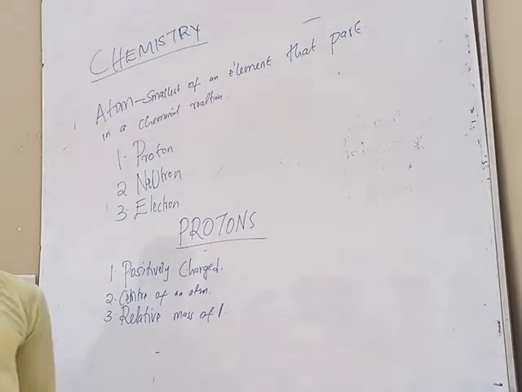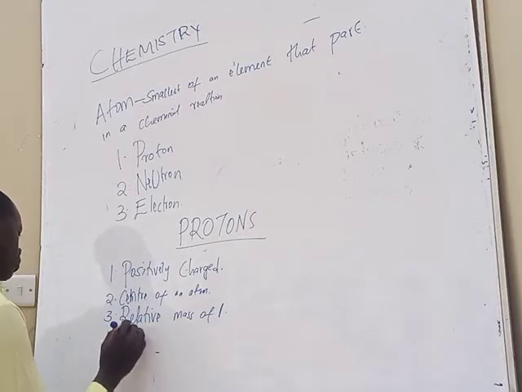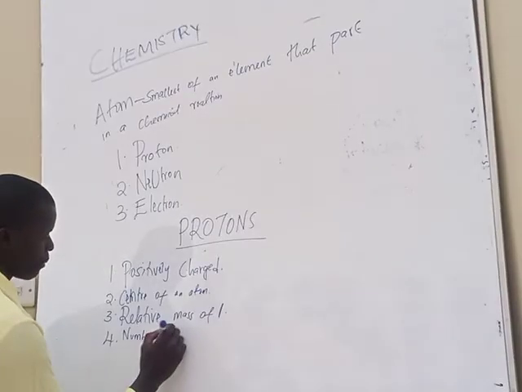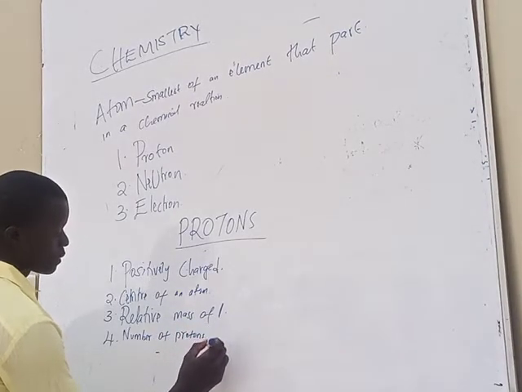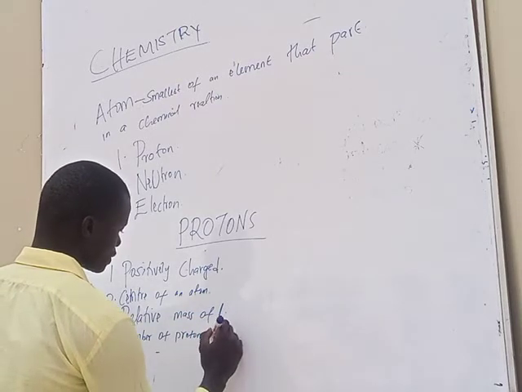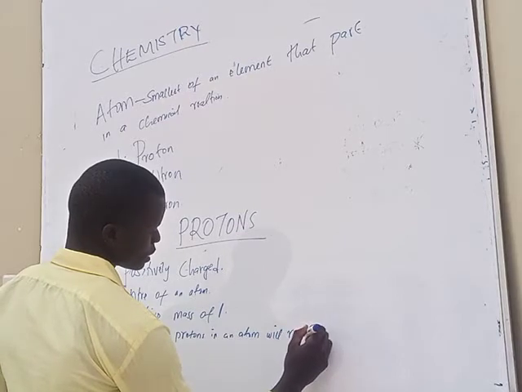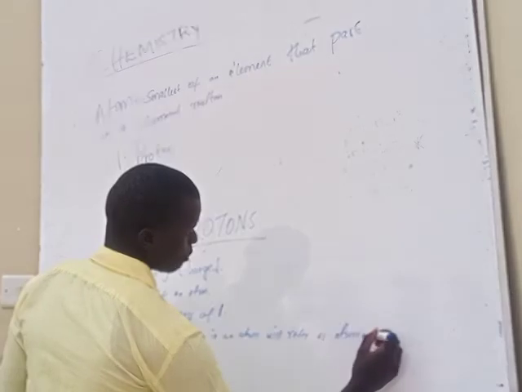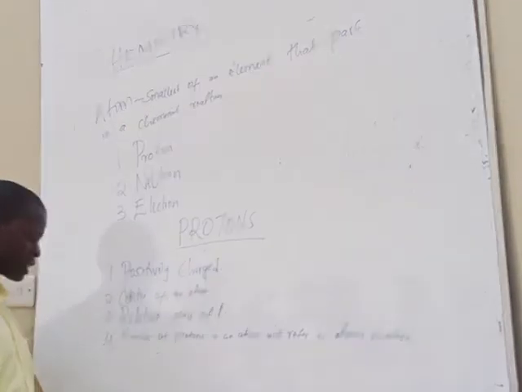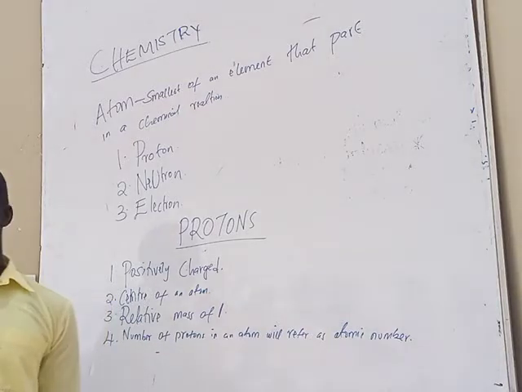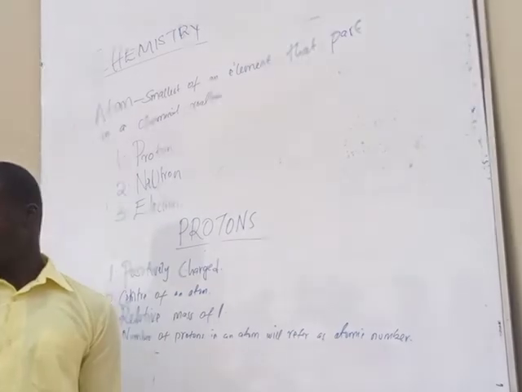Then characteristic number four is that the number of protons in an atom of an element is its atomic number. As we continue, we'll come to describe what this atomic number is. So the number of protons in an atom, we refer to as the atomic number. The number of protons will tell us which number the element is falling in. We have elements that have different numbers, so protons help us to characterize or to number the atoms.